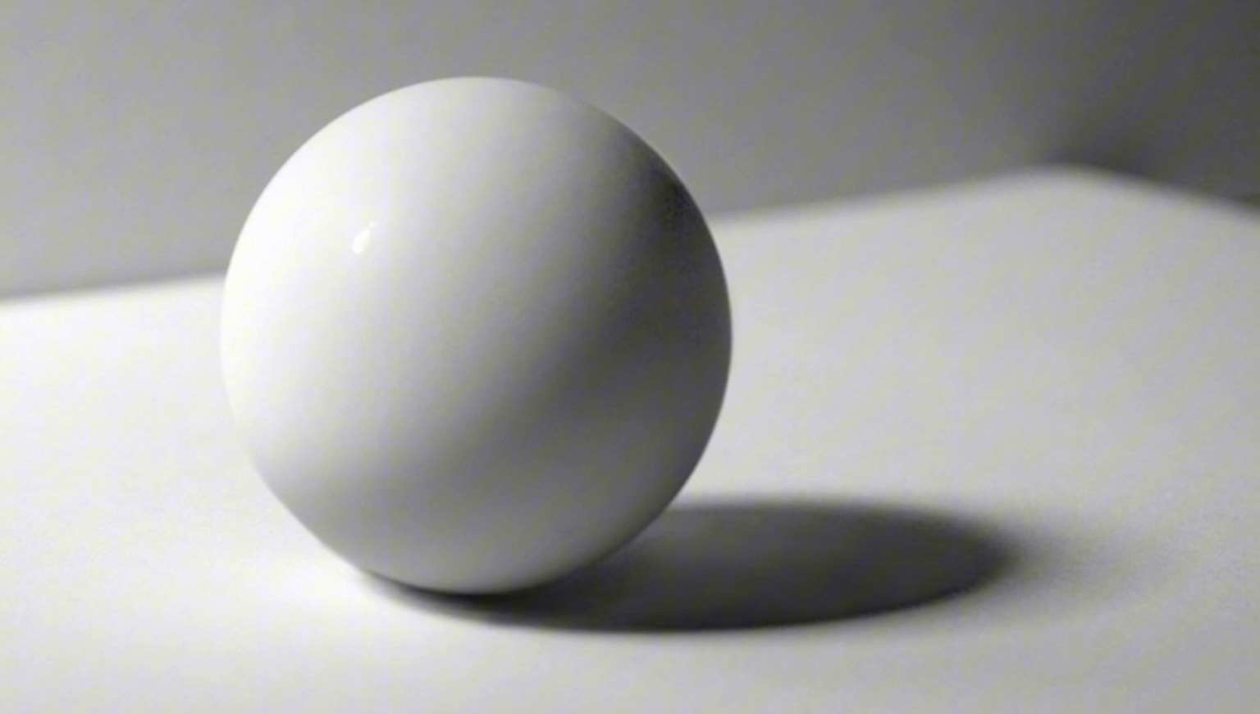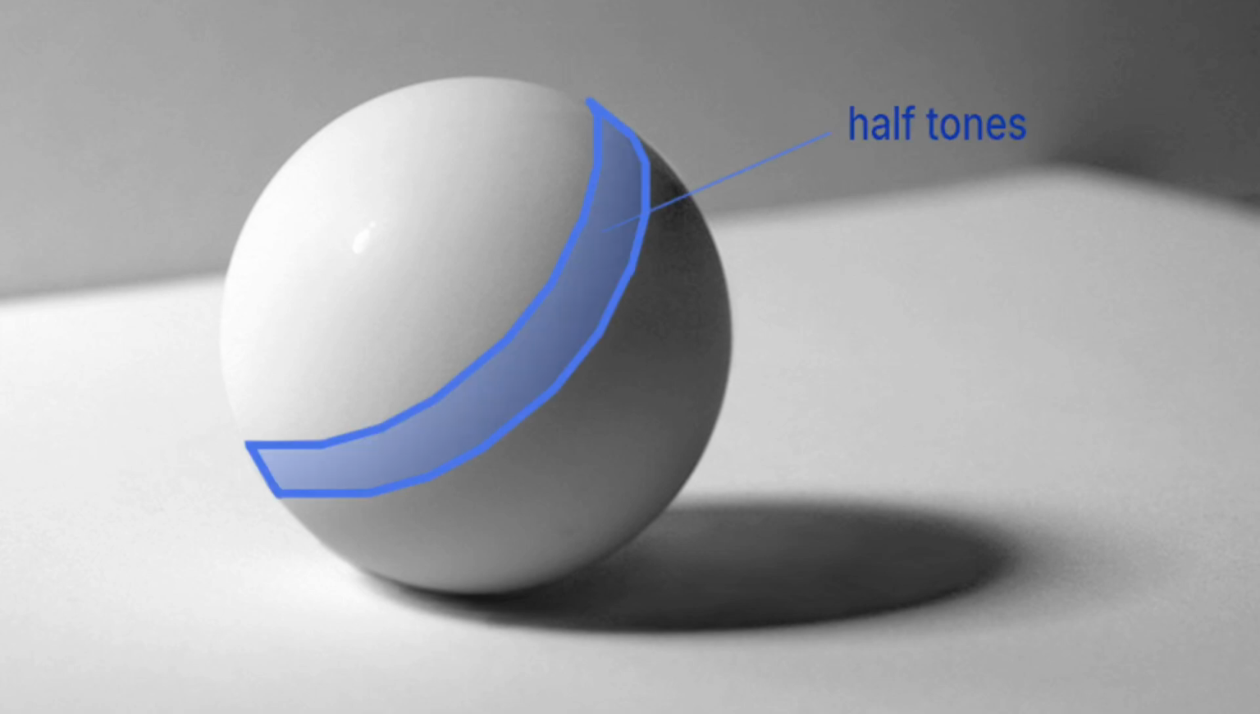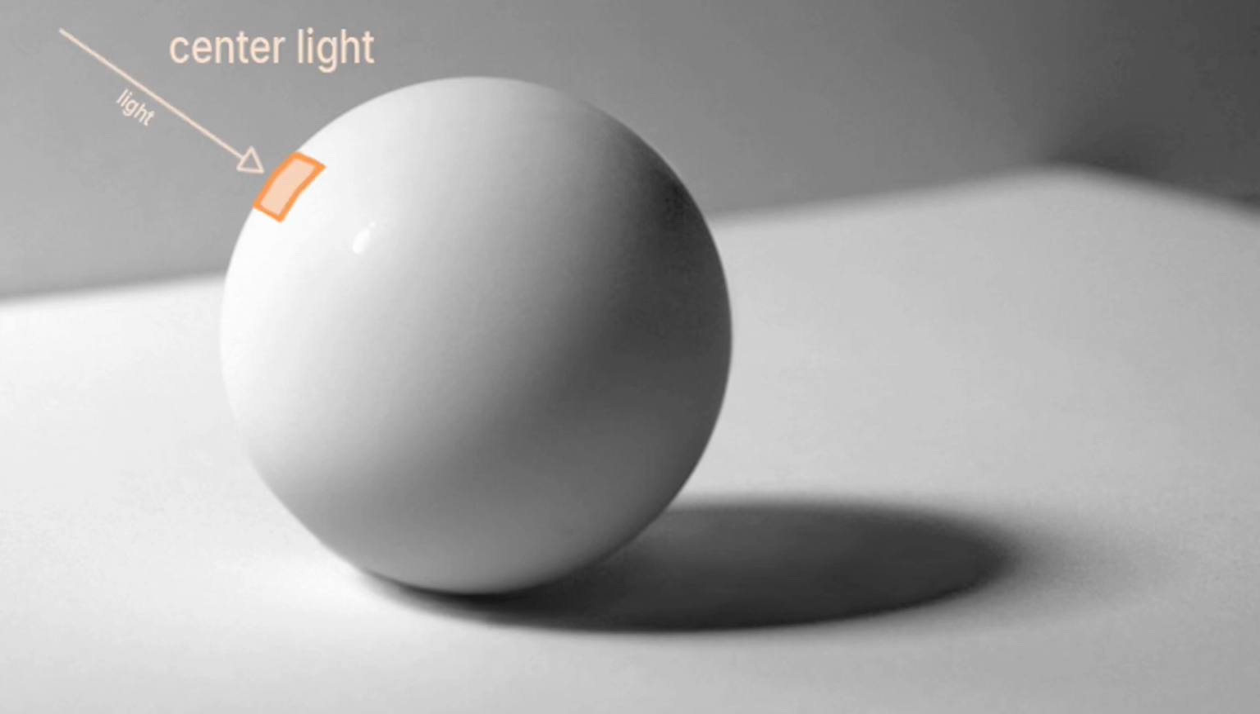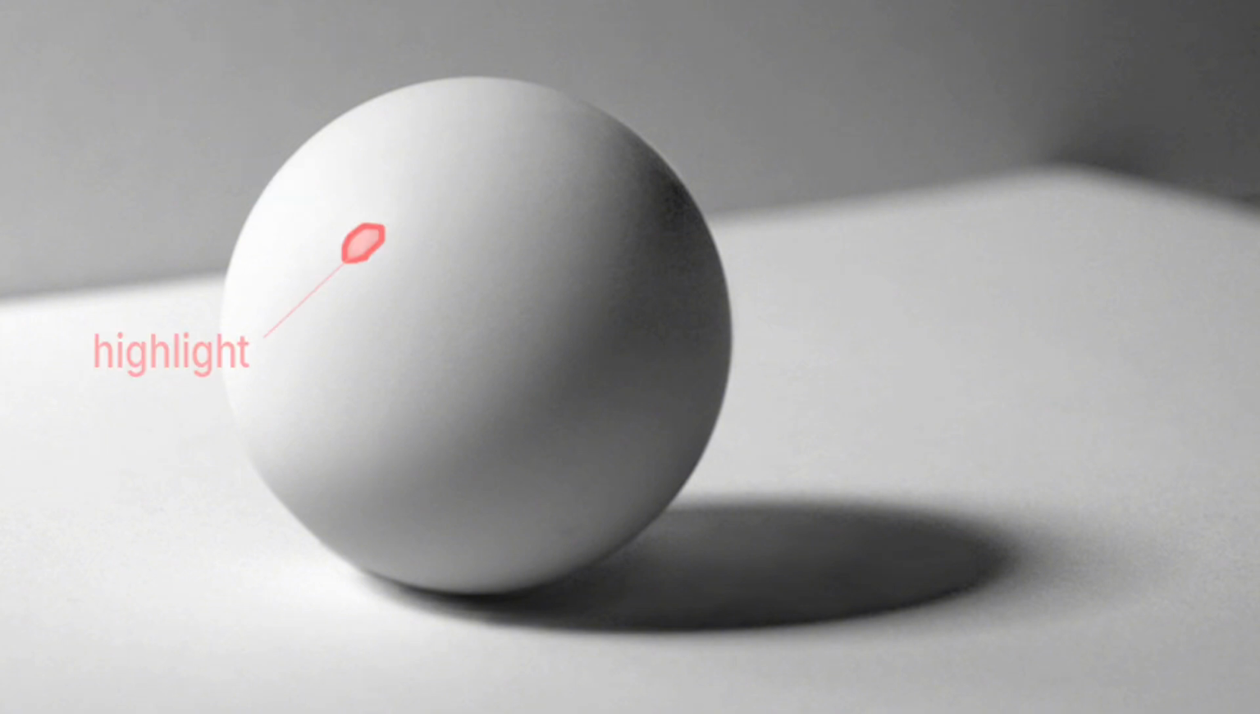The planes that are in between or halfway between the shadow and the light side of the form are called the halftones. As you go all the way towards the light and get to the plane that is facing the light source directly, you get what's called the center light. This is very often confused with the highlight, which is the small specular light on the object that often appears to be the lightest light.